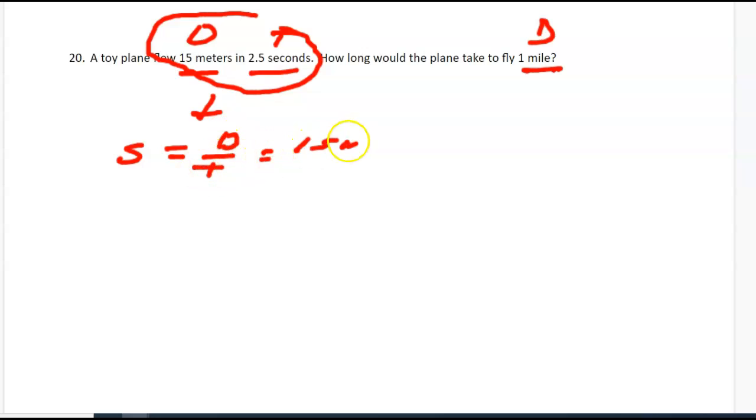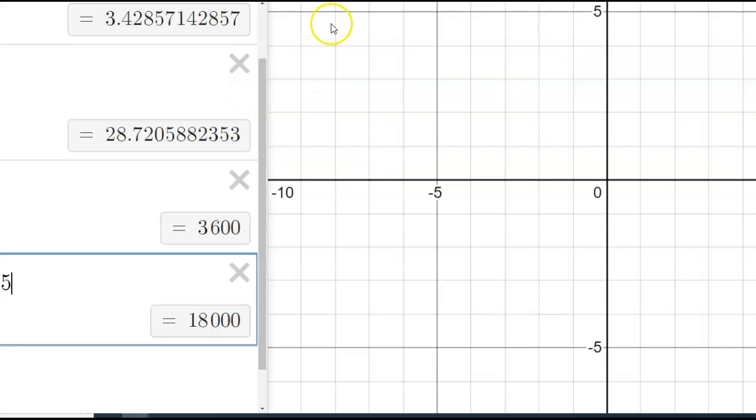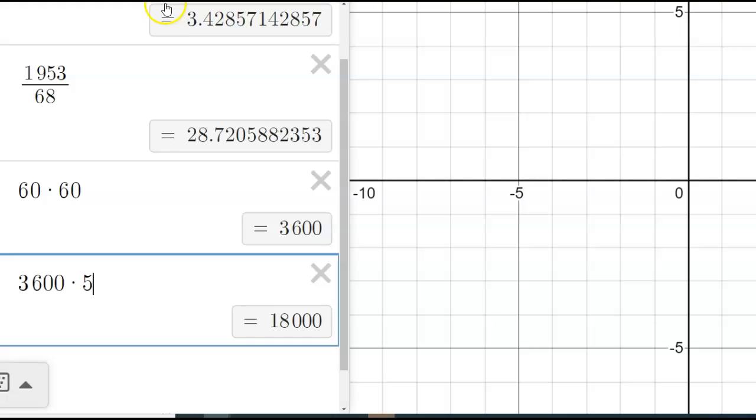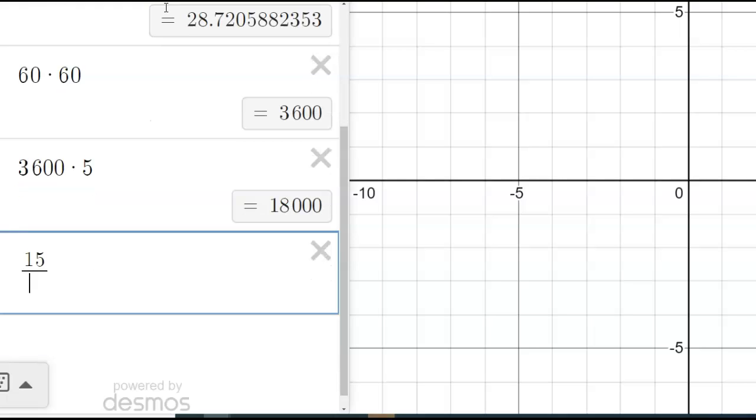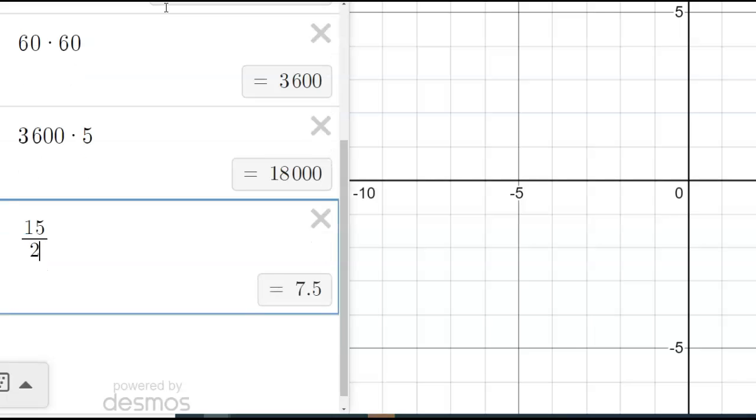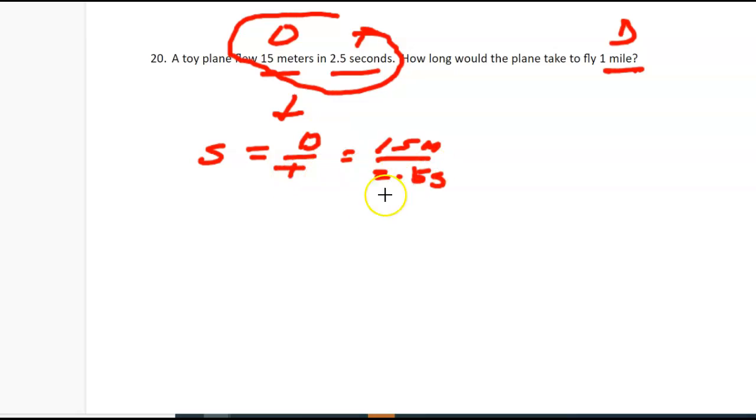And we get 15 meters in 2.5 seconds. And if we do that math quick, we get 15 divided by 2.5. And we get 6 meters per second. So we can put that in here, equals 6 meters per second. And now we have to think about the second distance.